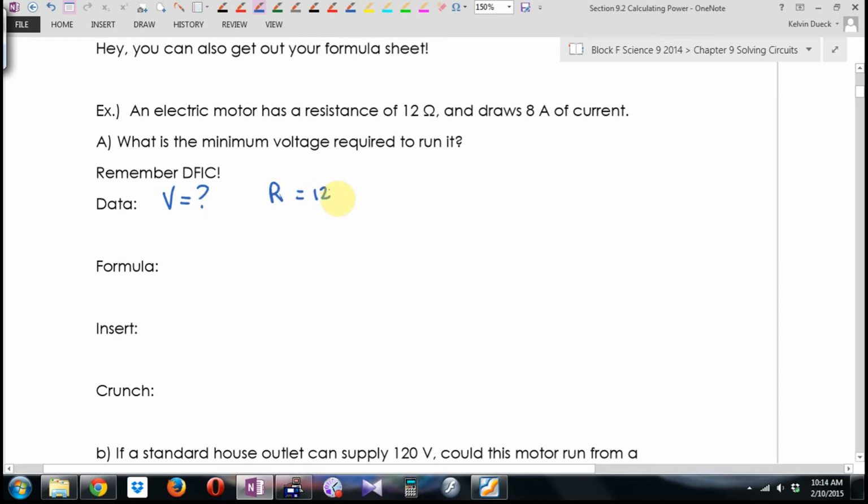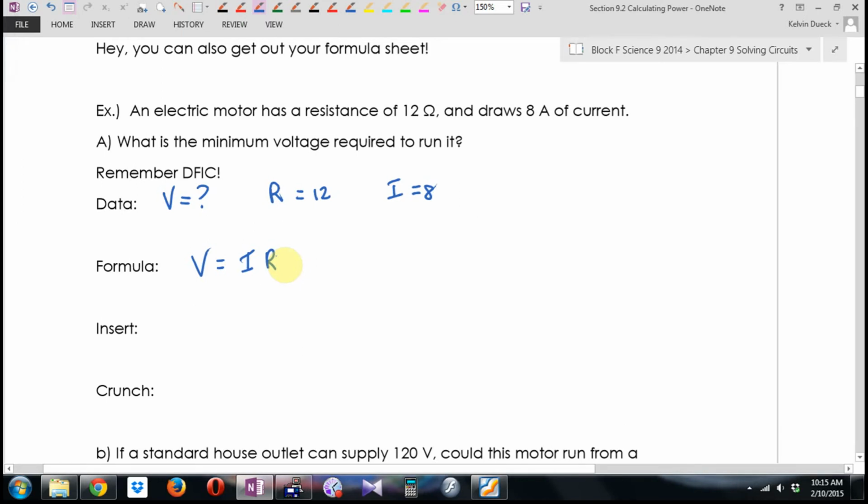I see an 8. What's that 8? Amps is the units, but what is it? So what's my symbol for current? What's the equation that has a V and R and an I in it and has the V by itself, please? You can just say I times R and we'll figure it out, and that also reinforces what letters go with what abbreviations, right? So there's my formula.